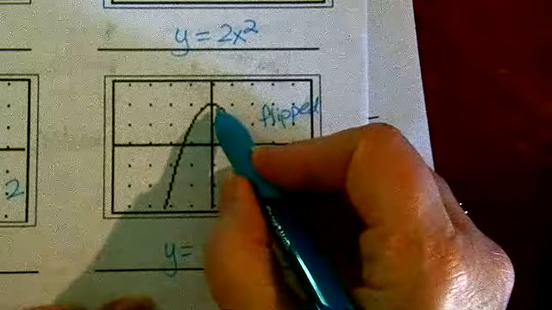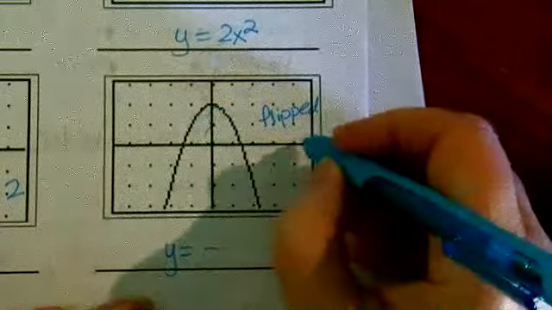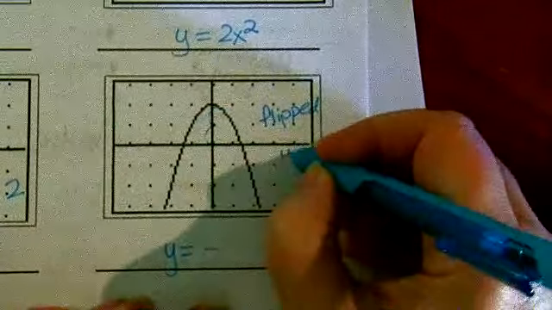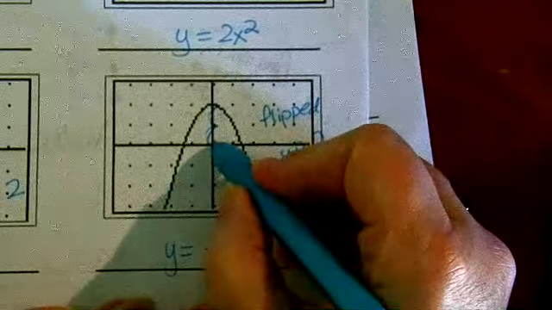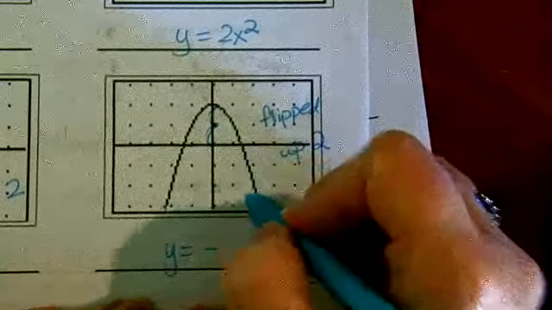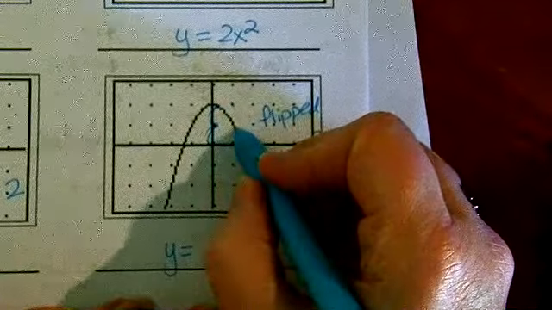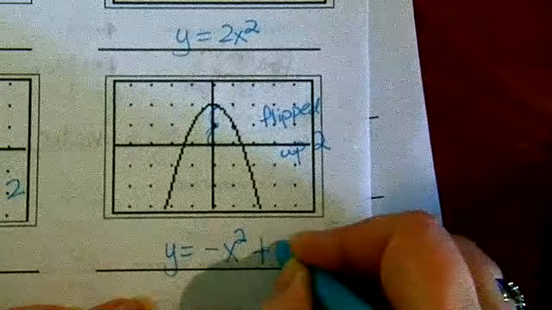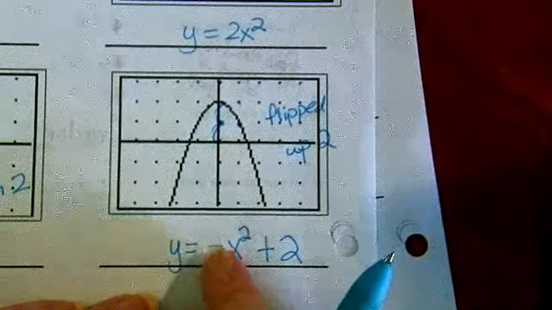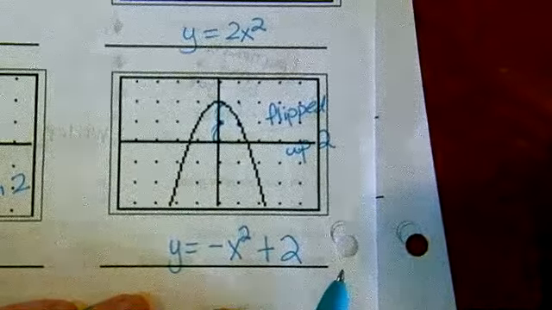Now is this one regular? It went 1, 2, it's flipped and up 2 from the origin. You count the spaces, 1, 2 spaces. But from the vertex, over 1, this time it's down, and it's regular. Flipped, regular, up 2. And that's how that works.